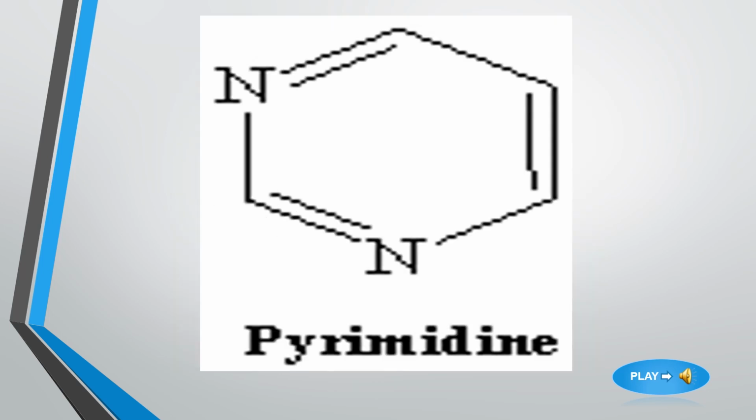Pyrimidine is a 6-membered monocyclic ring. It consists of 2 nitrogen atoms and 4 carbon atoms.